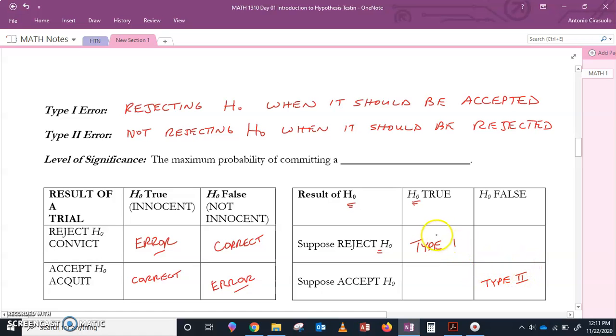Now, we are going to keep in mind the probability of making a type 1 error when we're dealing with hypothesis testing. Okay, so you're going to see the level of significance, alpha. Alpha represents the probability of making a type 1 error, rejecting H naught when it should, in fact, not be rejected or should be accepted.